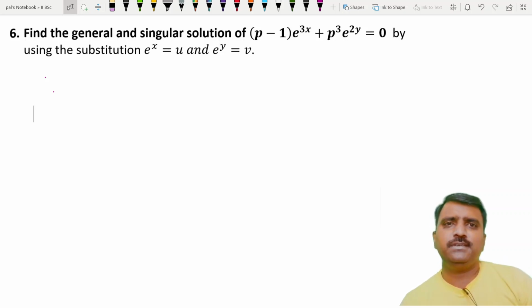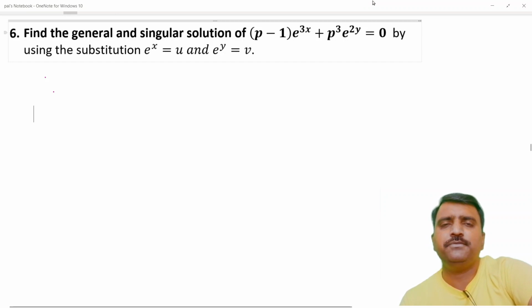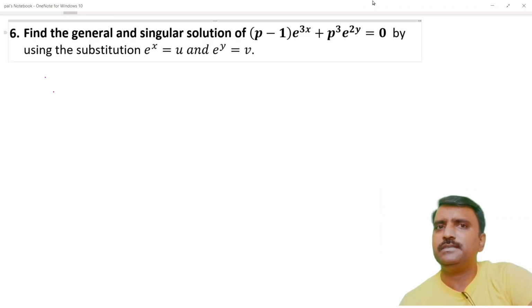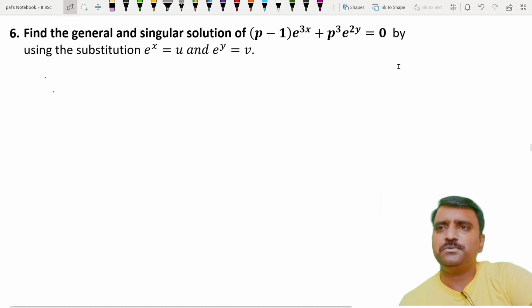So hello students, let us solve some more problems from the Clairaut's equations. In the last class, and in the previous two classes, I discussed the Clairaut's type of equations. So in today's session also I wanted to discuss some more problems on Clairaut's equation.